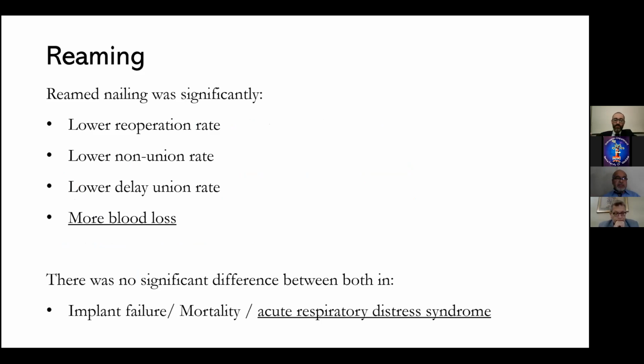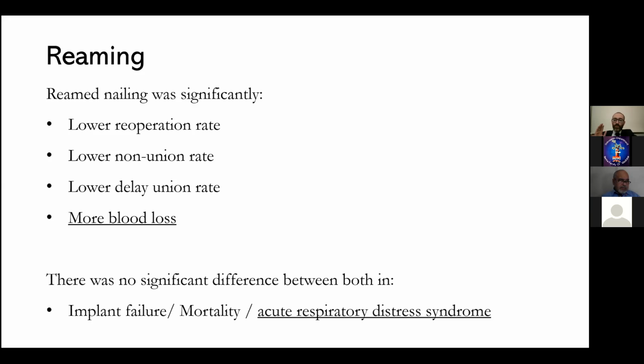Lower reoperation rate, lower delayed union rate, lower non-union rate, which means reaming makes your fracture unite earlier, and you have a better chance of union. But there is more blood loss, and we can't do anything about this. But there was no significant difference in implant failure, so both can fail, mortality or adult respiratory distress syndrome. I have underlined this because it was thought that it may increase the problems with the lung, but again, reaming does not increase this.